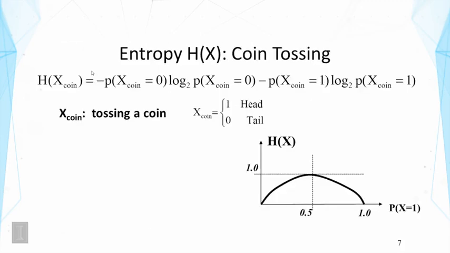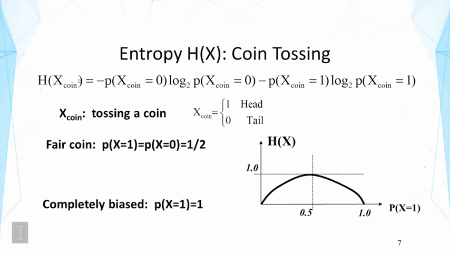Now, it's easier to look at the problem by thinking of a simple example using coin tossing. When we think about a random experiment like tossing a coin, it gives us a random variable that can represent the result. It can be head or tail. So we can define a random variable x sub coin so that it's 1 when the coin shows up as head. It's 0 when the coin shows up as tail. So now we can compute the entropy of this random variable. And this entropy indicates how difficult it is to predict the outcome of a coin toss.